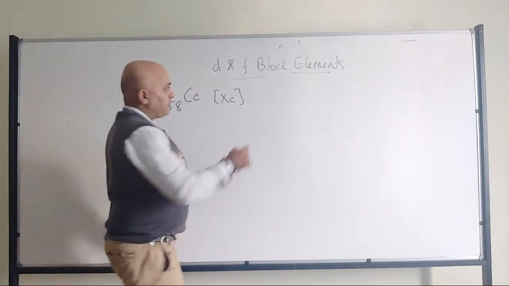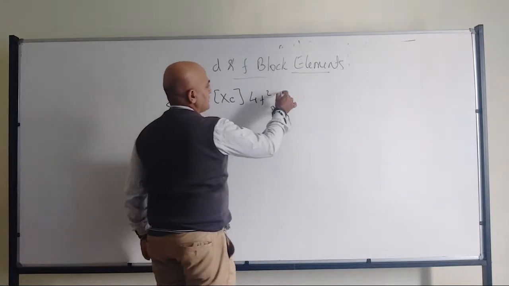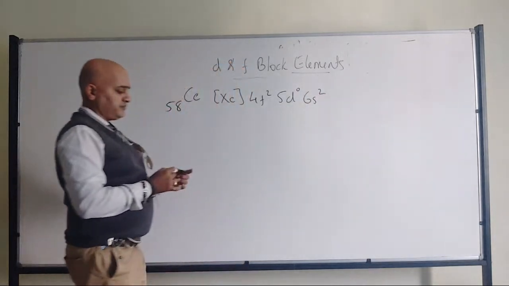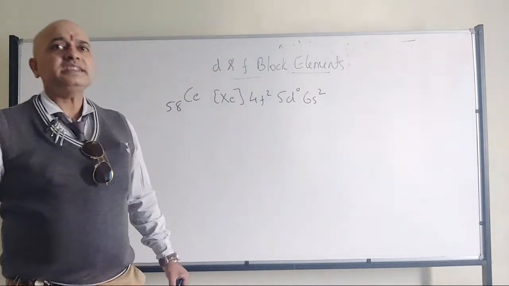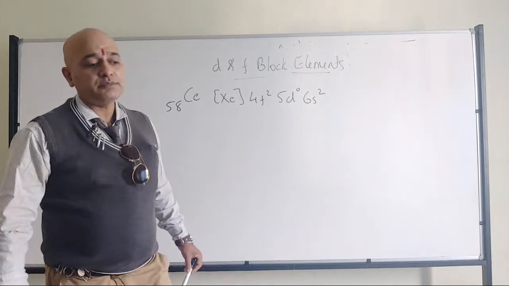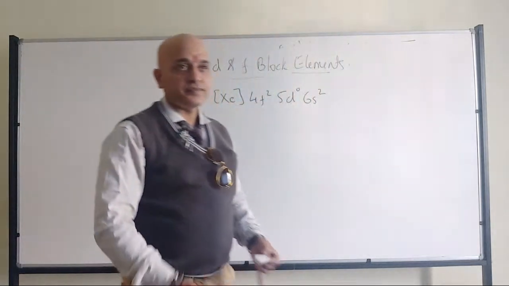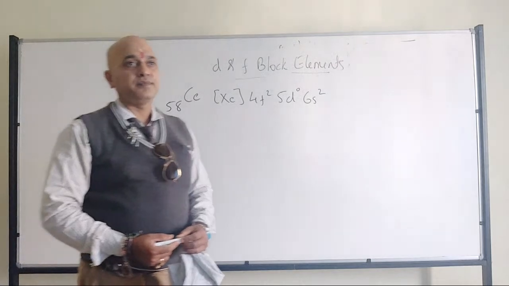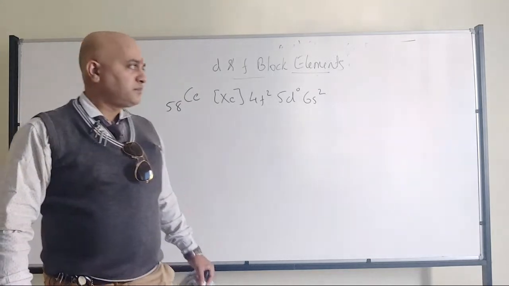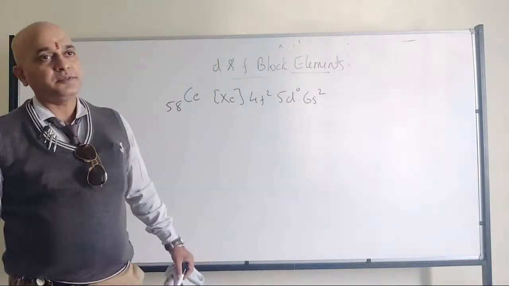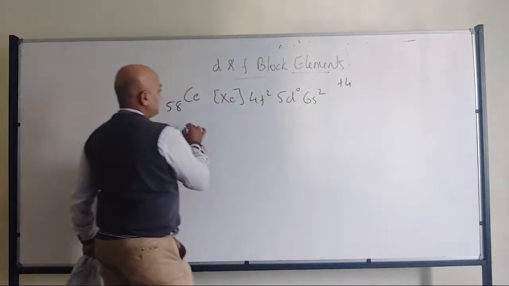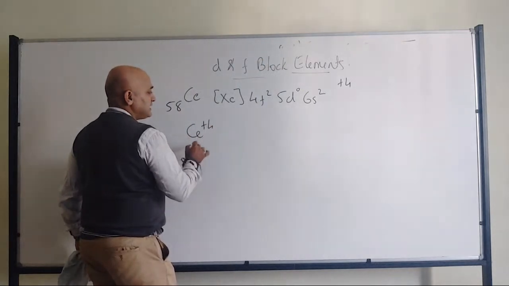First 4f2, right? 5d0 and 6s2, right? Now cerium, yes, it can show +3, no doubt. Any other oxidation state which can be shown by cerium? +2. Yeah, +2, +3, any other? +4. Yes, even it can show the +4, right? So that's where we have cerium +4.